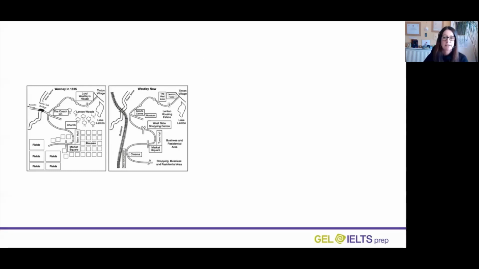Now let's look at a map. This is another type of graphic that you could get in the IELTS academic writing test. So how do we identify the main features for a map? We look at the biggest changes.